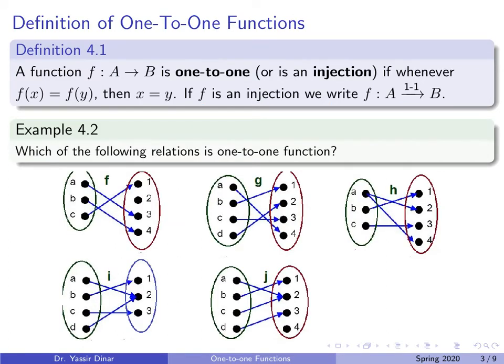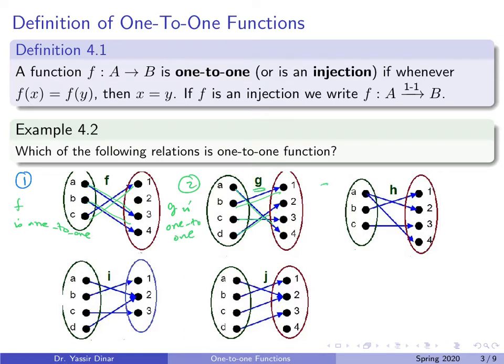Let us illustrate the definition in this example. Which of the following relations is a one-to-one function? In this example, we are taking finite relations. So for number 1, f here is a function, and we see that different elements have different images, so f is one-to-one. For the second one, g also is a function, and different elements have different images, so g also is a one-to-one function.